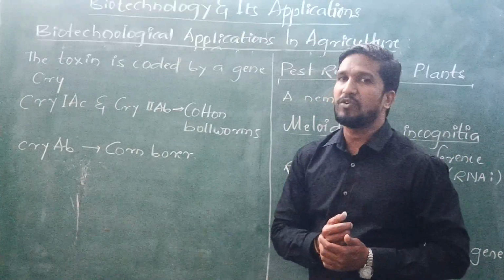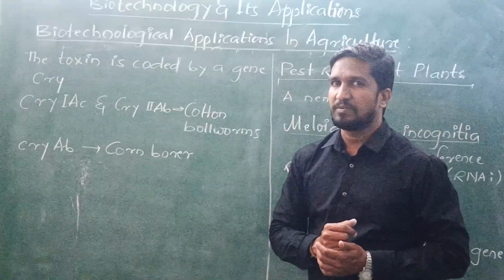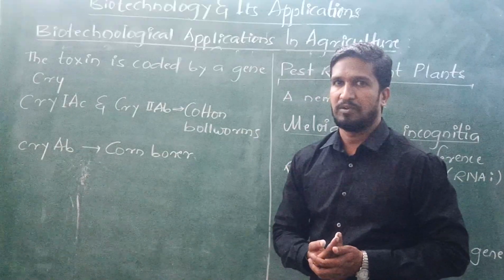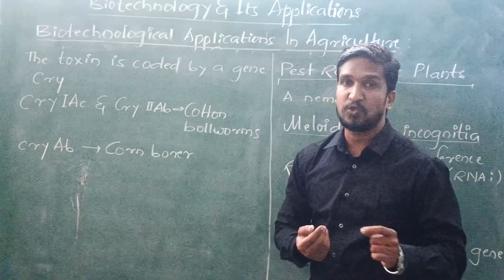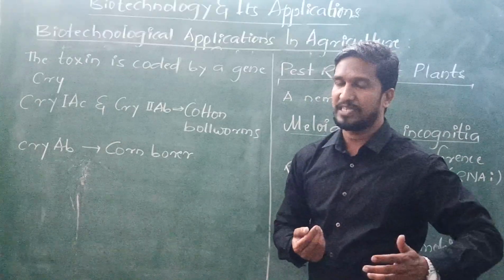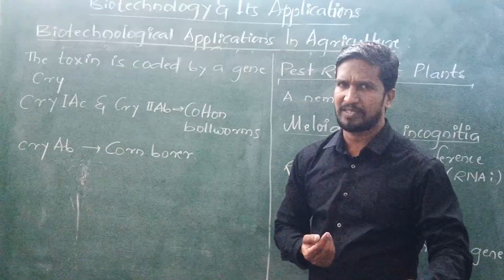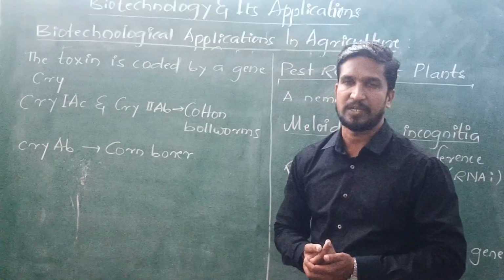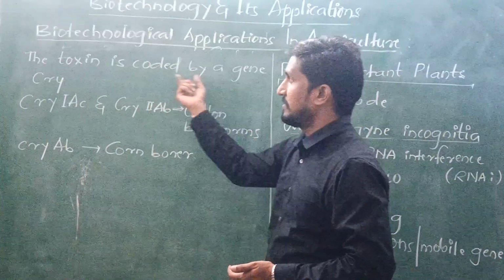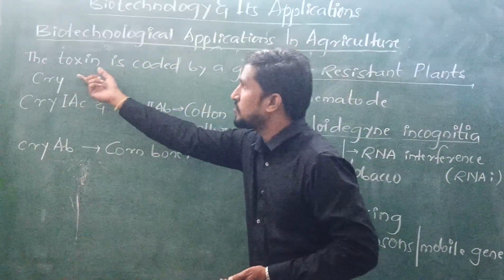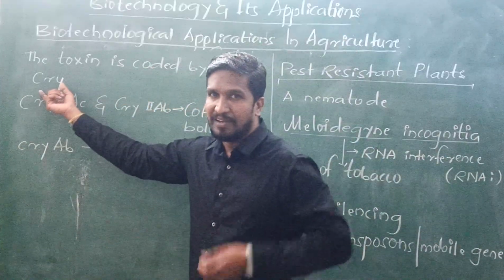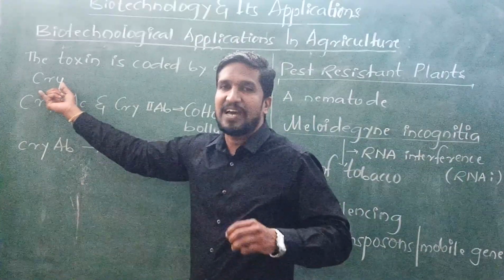In that BT toxin, a gene is responsible for production of a toxin. We call it a Bacillus thuringiensis toxin, generally called a BT toxin. As in cotton, potato, carrot, many such organisms you have studied. The toxin is going to be coded by a gene, and the name of that gene is CRY. CRY, C-R-Y, CRY.